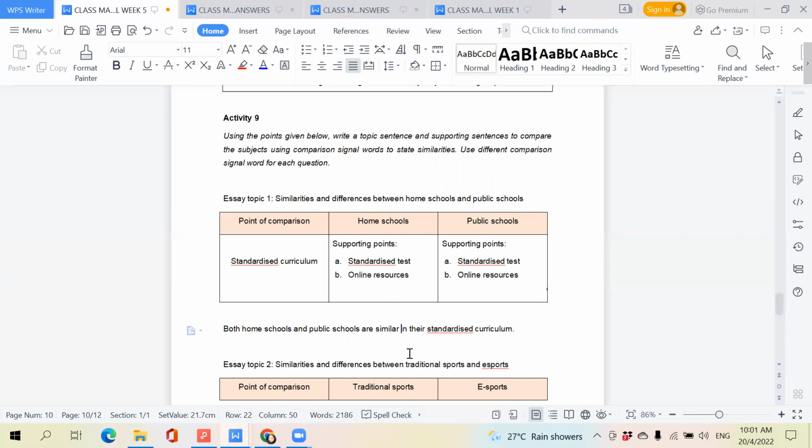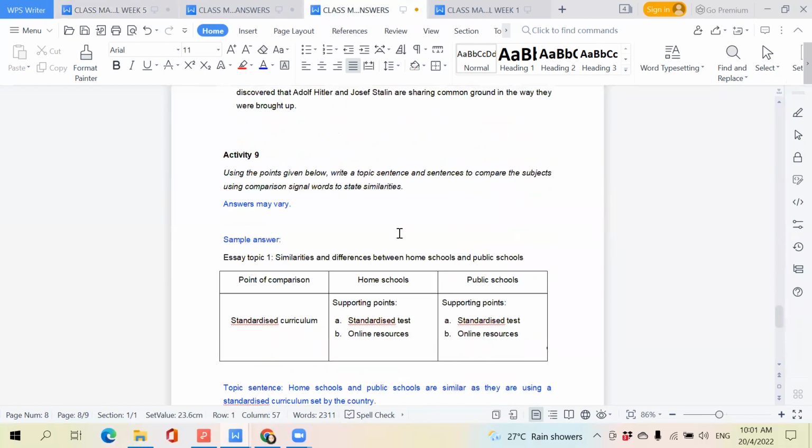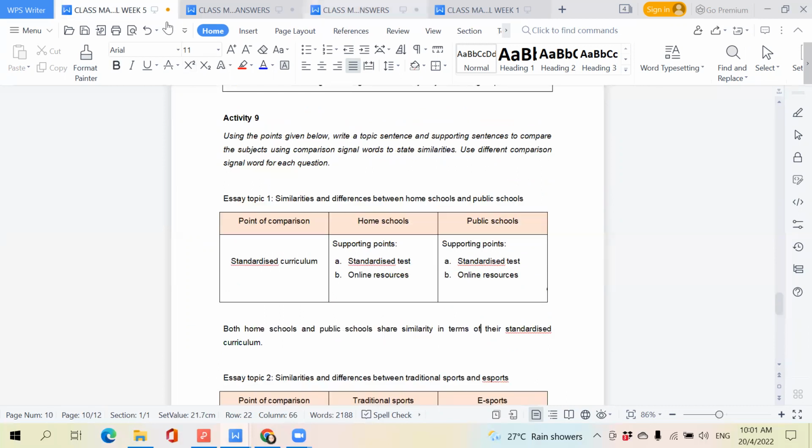Or you can say like this, are similar, or share similarity in terms of their standardized curriculum. Done. So that is how you write it. Or you can say something like this: home schools and public schools are similar as they are using a standardized curriculum set by the country. And this is much more complete. But the other one is also okay if you want to use it. So it's easy.